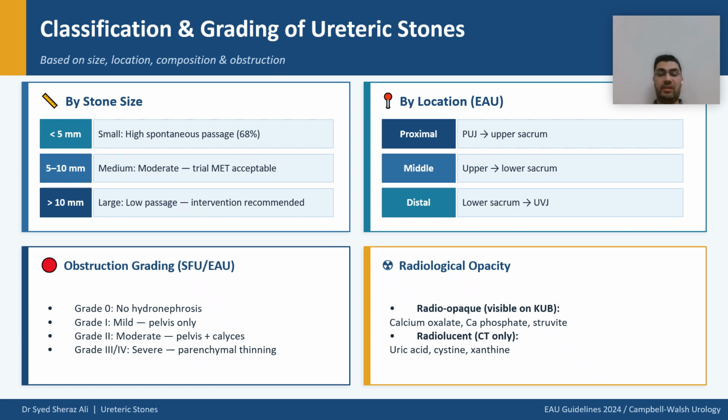In the bottom right, there is classification on the basis of radiological opacity, which is an important consideration. The radiopaque stones are visible on plain KUB. These include calcium oxalate, calcium phosphate, and struvite, and the radiolucent stones, which are uric acid, cystine, and xanthine. These are invisible on plain KUB and require CT for detection. This classification framework directly informs our imaging choice, management strategy, and urgency of intervention.